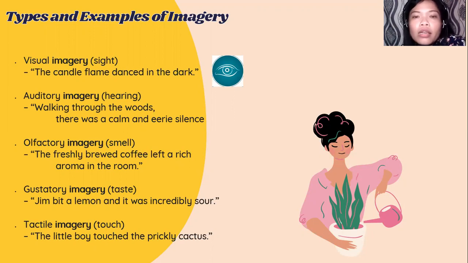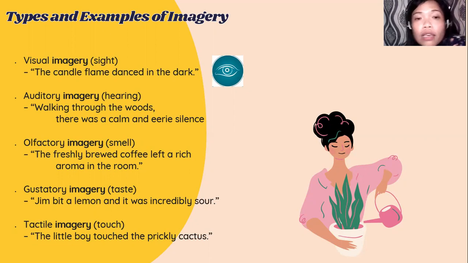So for example here, the candle flame danced in the dark. You'll imagine that there's really a candle that is dancing in the dark, or not, it's not really dancing, it may be swaying. It depends, actually this is part of personification. Okay, erase that. It's another topic actually.